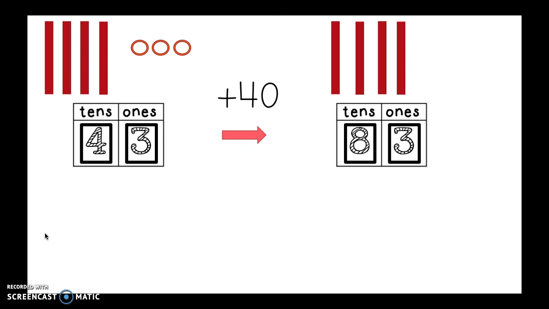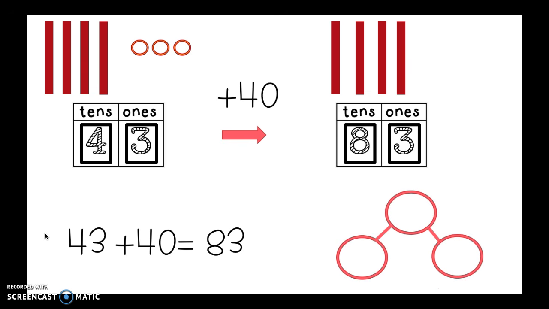If I wanted to write a number sentence of what I just did and take it out of that place value mat, I could say 43 plus 40 is equal to 83. If I wanted to fill in my number bond, what do you think would go on the top? Yep, 83 is the whole amount, so 43 and 40 must be the two parts.